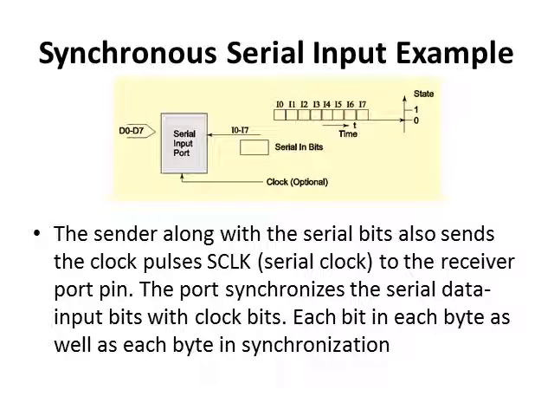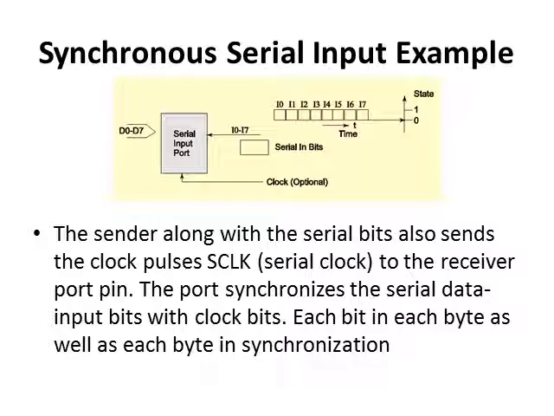Okay, the serial input port, this is going to be the serial input, and D0 to D7. Actually this is shown for your 8-bit bus, and the input is going to be I0 to I7 and data is D0 to D7. The clock signal is an optional one, and serial inputs come in as serial bits with respect to time. What is the state? Starting from I0, I1, I2 to I7. So this is 1 is the state.